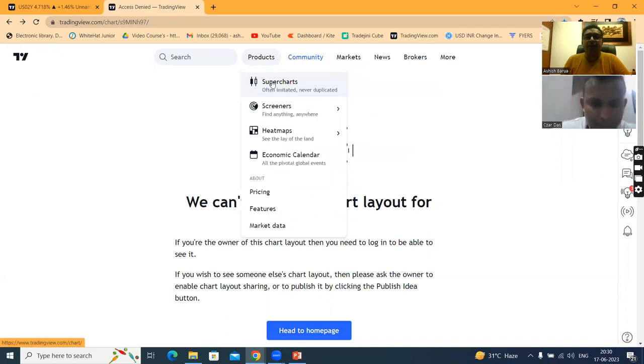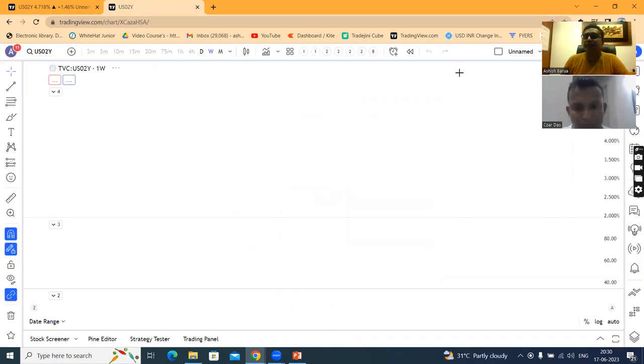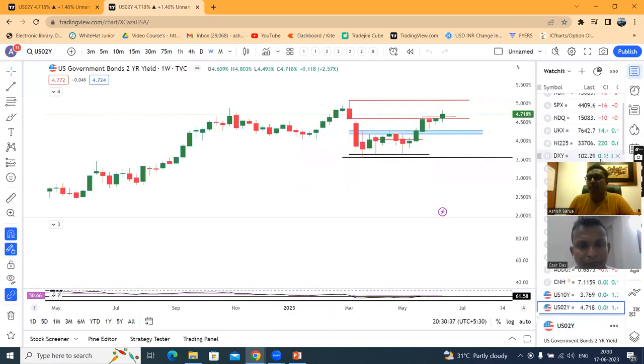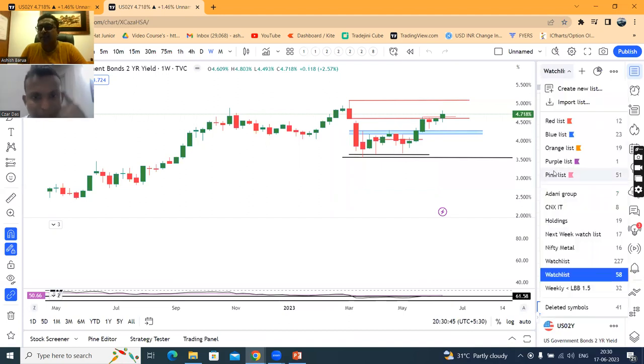Here, you need to come to the chart part. When you click on the chart part, it will be like this. Here, a watch list will be there. You can create the watch list. For the free version, there is a limitation. For the paid version, there are also different categories, Pro, Pro Plus, all these things. The only difference is how many more things you can do.